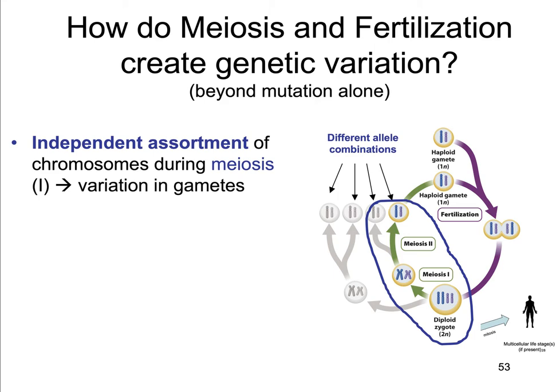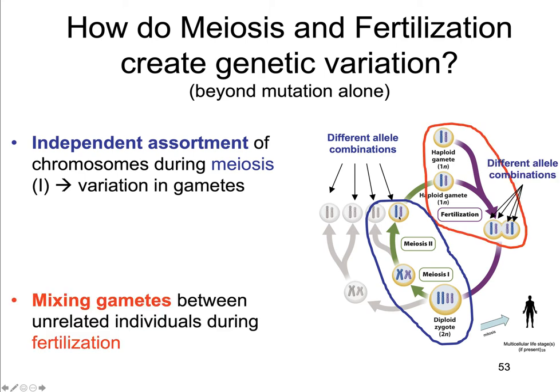And so we talked about several different processes, one being independent assortment during meiosis that results in different allele combinations in the gametes that are produced by meiosis. We talked about mixing of these gametes. So you have these gametes that have different chromosome combinations, different chromosome versions, therefore different allele combinations that can result in different allele combinations by combining different alleles during this fertilization process.